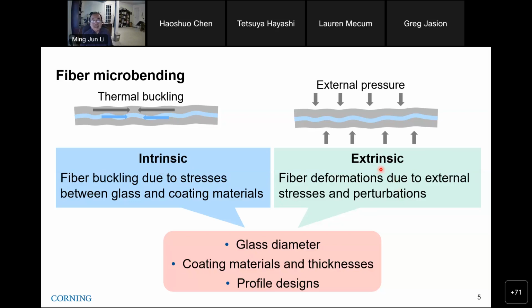The other type is extrinsic microbending. This is when you have external perturbations, you apply pressure or force, so the fiber can be deformed, causing the microbending issue. For both types of microbending, the glass diameter, coating material and thickness, and the profile design can all affect the microbending performance.